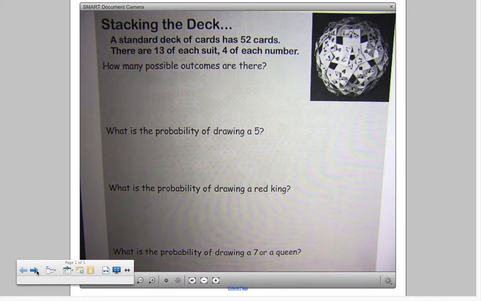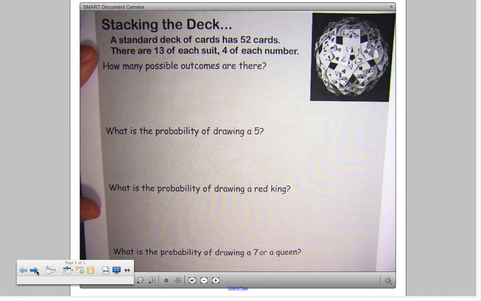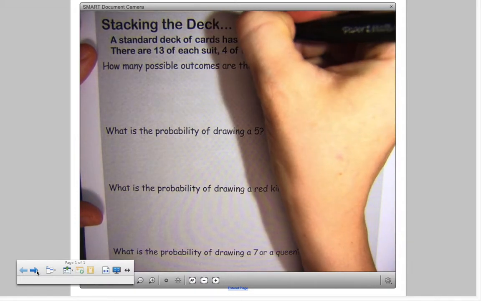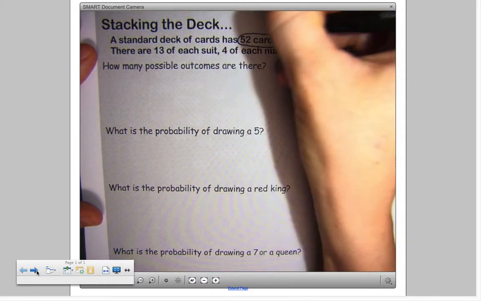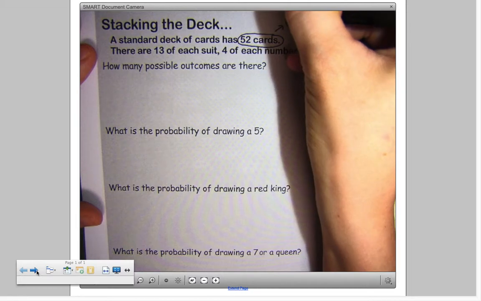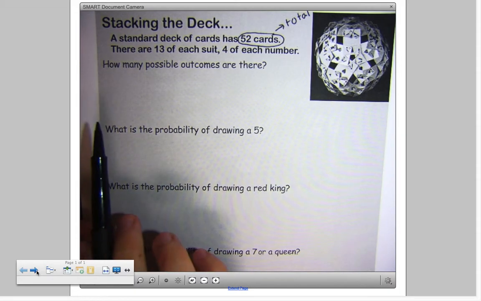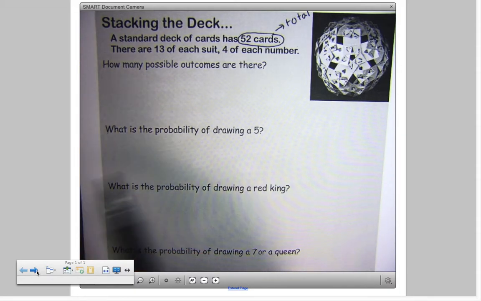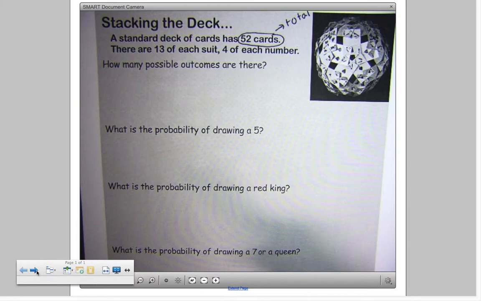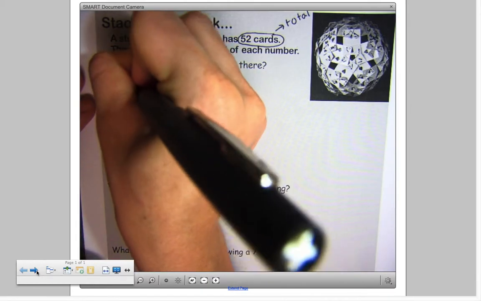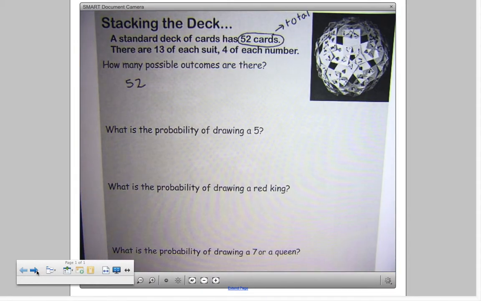Okay, so this time we're doing probability with a deck of cards. So since a deck has a total of 52 cards, this 52 right here, this is the total. Okay, so for the first question, when it asks how many possible outcomes there are, it's just looking for the total amount. So we just said that 52 is the total, so there would be 52 possible outcomes or total outcomes.